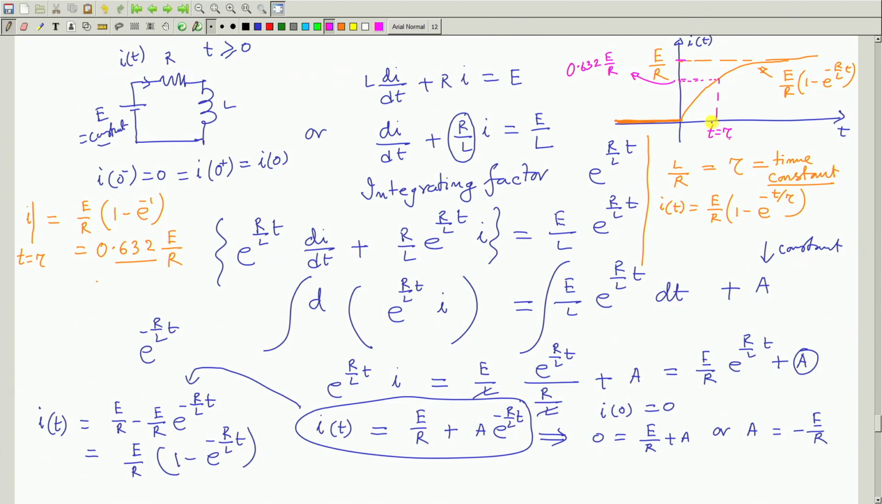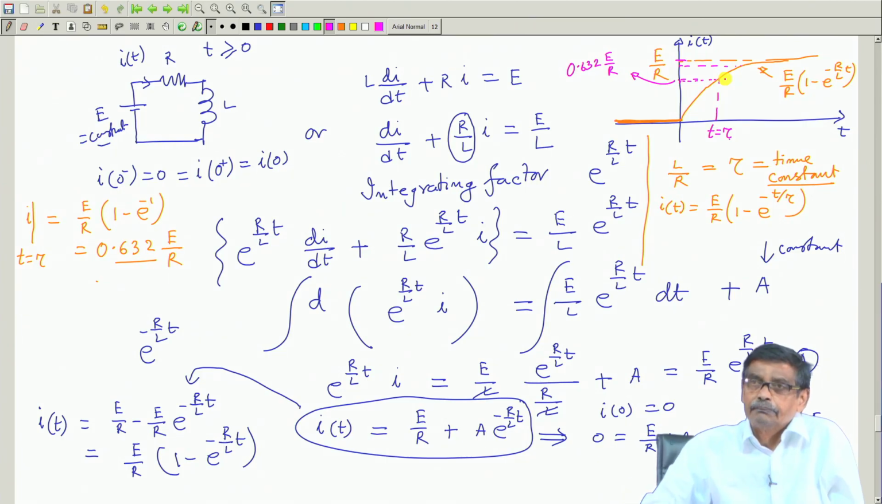One can calculate in this way: after 2 time constants, you will find it will reach almost 90% or so. After 5 time constants, it will reach 99%. Therefore, although mathematically it is asymptotic, you need not wait so long a time to conclude the circuit has reached steady state. After a few time constants, the circuit will assume for all practical purposes the final current of magnitude E by R.